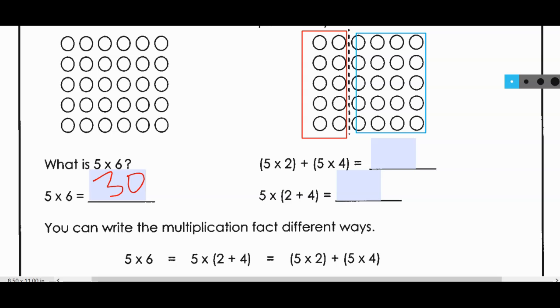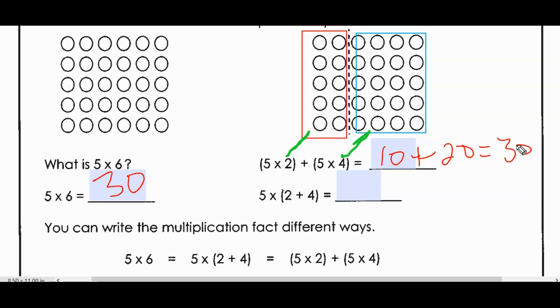So 5 times 4 goes with this one, and 5 times 2 goes with this one. Okay, so what's 5 times 2? 10. Plus, what's 5 times 4? 20. Which is 30.